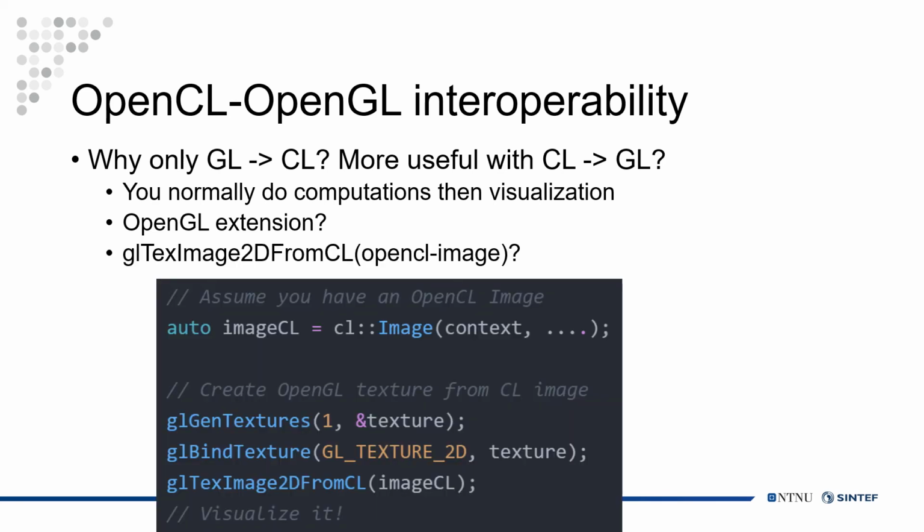For instance, a GL function like glTexImage2DFromCL, which would allow a more simple code flow, something like this, where you have some OpenCL data, and then you simply generate OpenGL data from that, and then you can visualize it. This is something I would love to see implemented in the future.